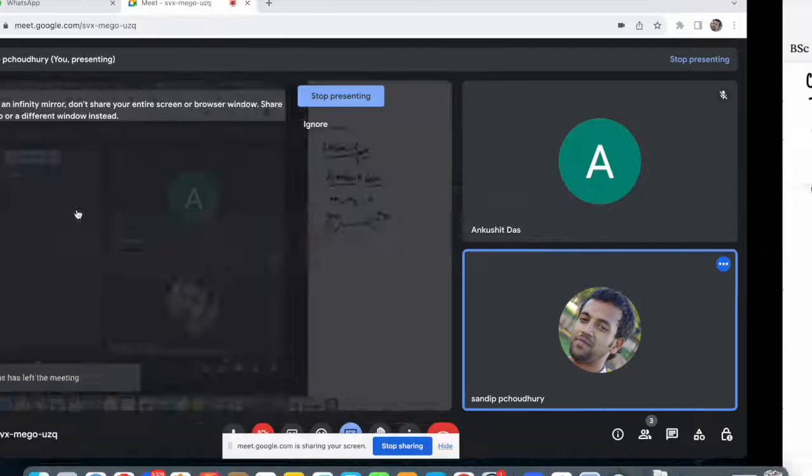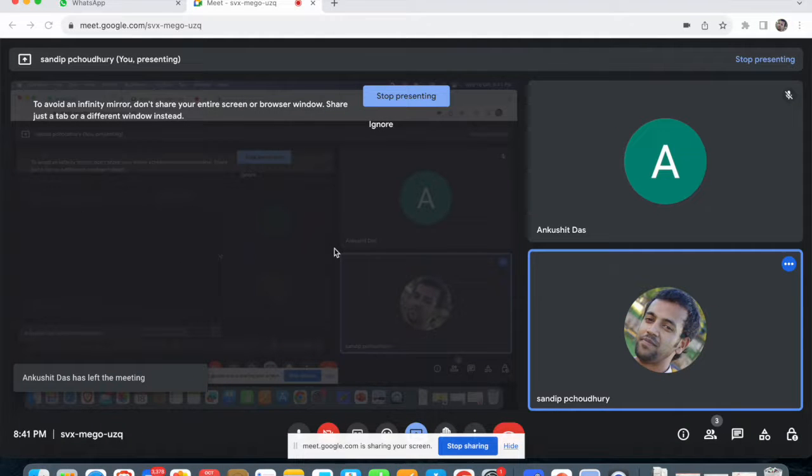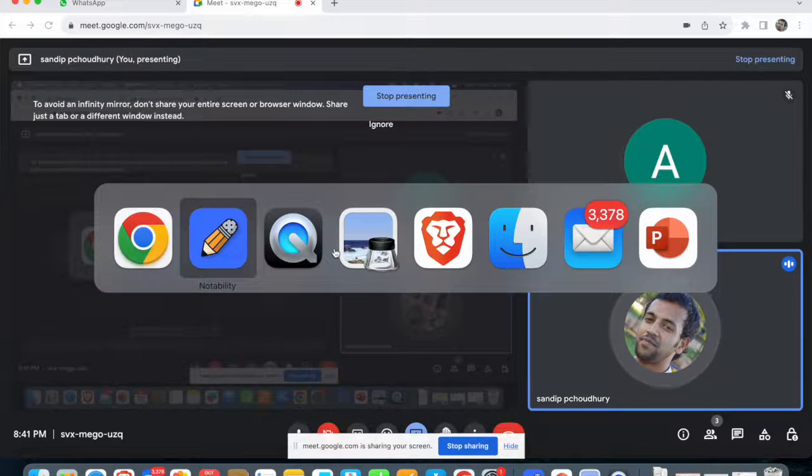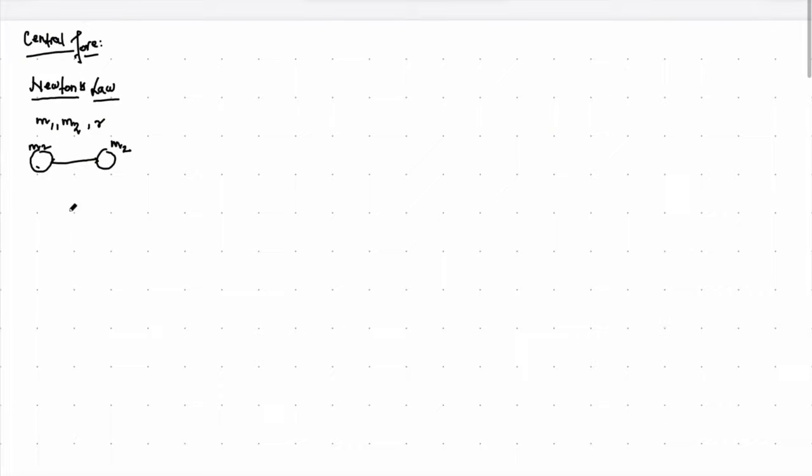So if I say this is my m2 and this is my m1, and let's say the distance between these two masses is more or less r, and this will form an important part of Newton's law of gravitation. So Newton's law of gravitation says that the force of attraction between these two masses is directly proportional to the product of the masses m1 and m2, and inversely proportional to the square of the distance between the two.